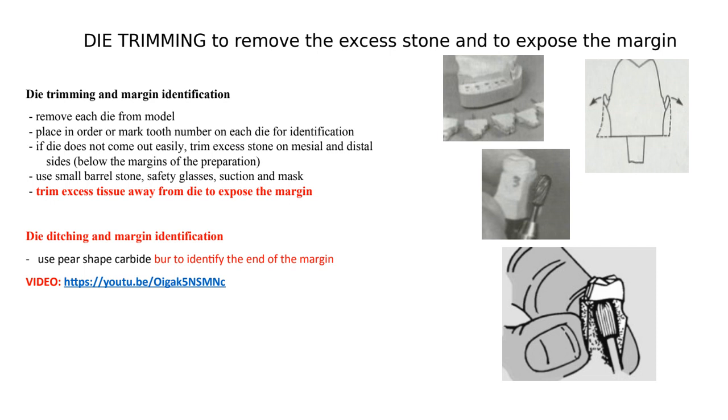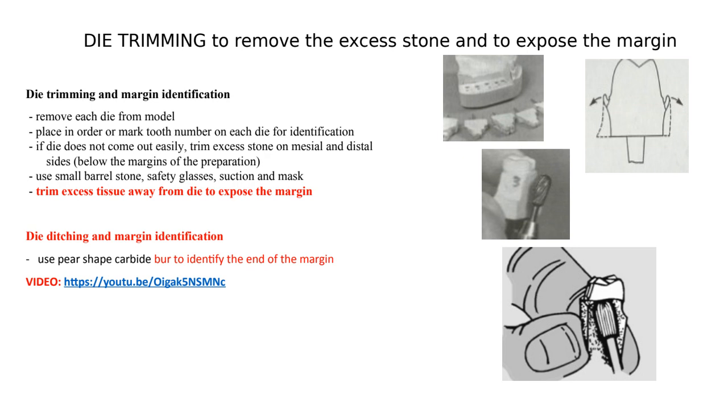Remove each die from the model, place in order, or mark the tooth number on each die for identification. This is very easy to do and very good. Why? Because sometimes, let's say you're working on posterior cases and the preps are looking very similar to each other. You might have a die that fits on the right side and the one from the right side fits on the left side, and then if you switch it around, it's a completely different case. So marking the tooth number on each die is essential.